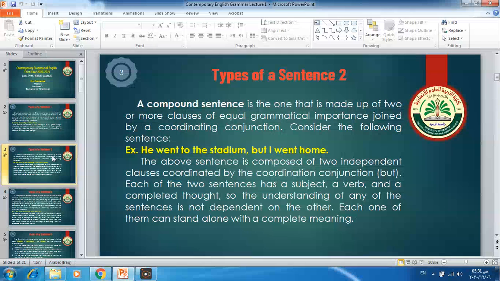Consider the following sentence. He went to the stadium, but I went home. The above sentence is composed of two independent clauses, coordinated by the coordinating conjunction but. Each of the two sentences has a subject, a verb, and a completed thought. So the understanding of any of the sentences is not dependent on the other. Each one of them can stand alone with a complete meaning.